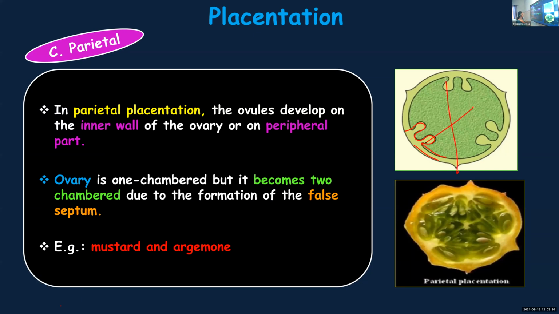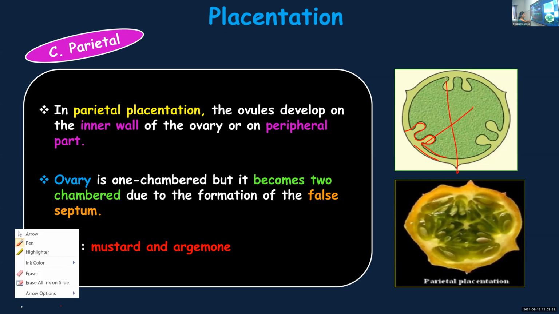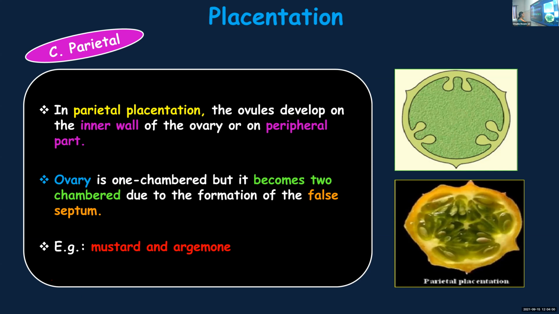No chambers are there. But it can become two-chambered due to the formation of a false septum. Septum means a partition. So even though it is single chamber, a false partition can be formed separating the ovary into two chambers. Example, mustard and argemone. Argemone belongs to the poppy family, prickly poppy. Once again, parietal placentation. Here the ovules develop on the inner wall of the ovary or on its periphery.